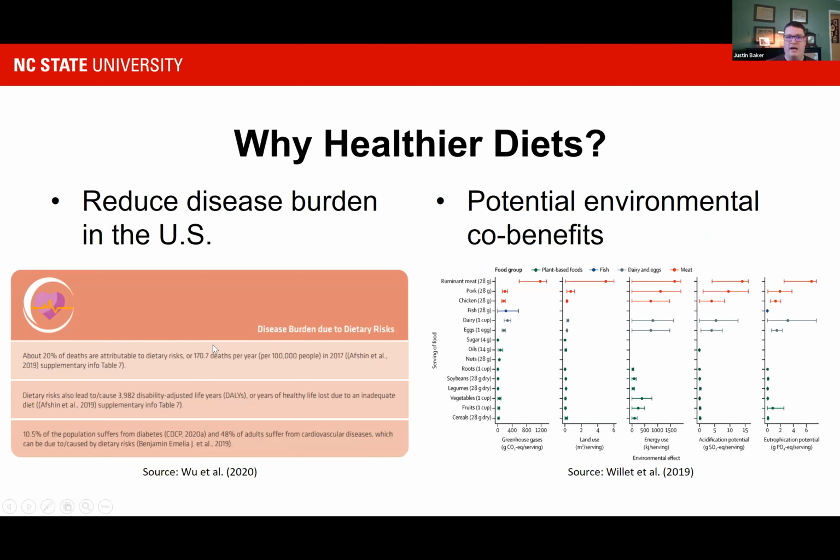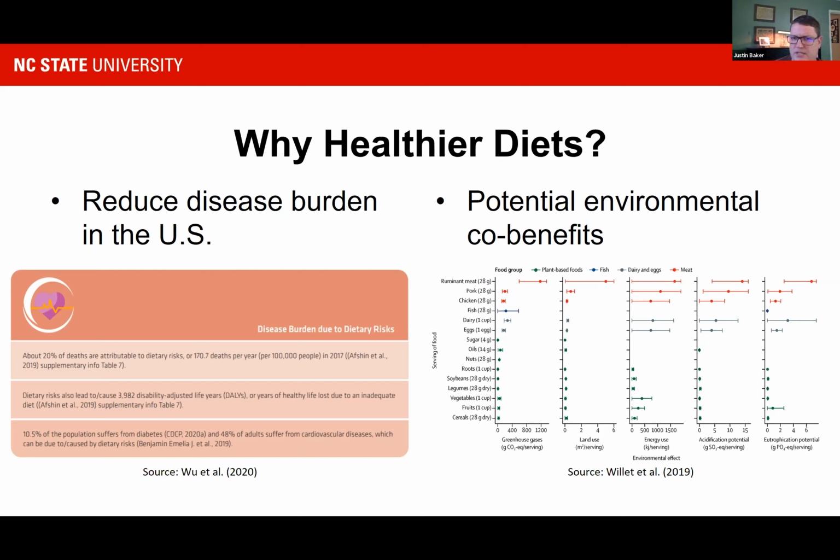Okay, so why healthier diets? From an economic perspective, we care about healthier diets because a shift to a diet that has a lower proportion of red meats, shifts to alternative proteins, and shifts to a higher proportion of healthier produce reduces the disease burden in the US. About 20% of the deaths in this country are attributable to dietary risks. And this, of course, leads to heart disease, among other morbidity implications.